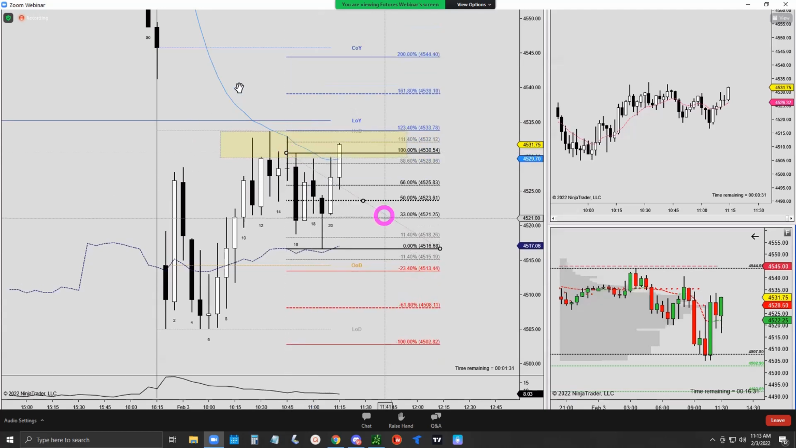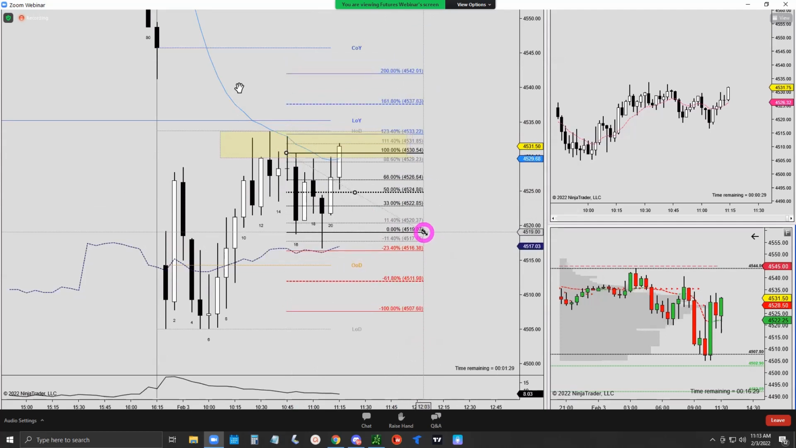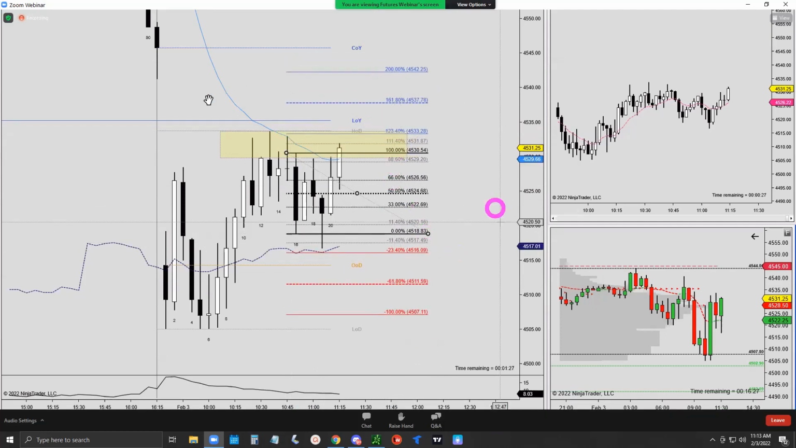I'm just going to take that mother bar. 33.25 is still target. The low of yesterday is target. We should be able to get to 160, 180, but first things first.